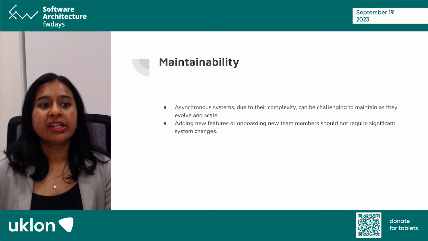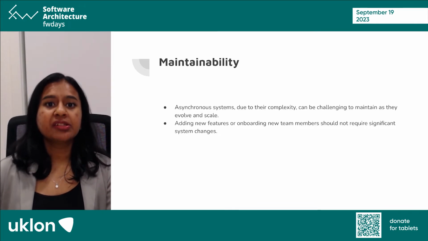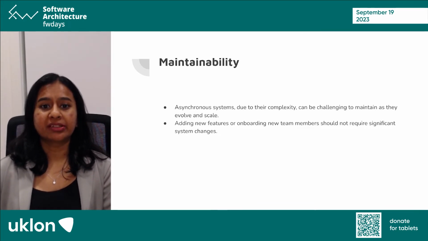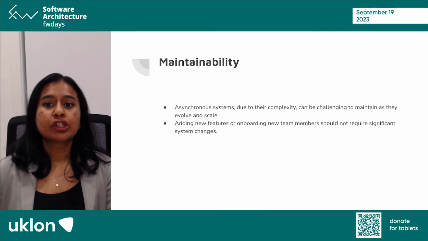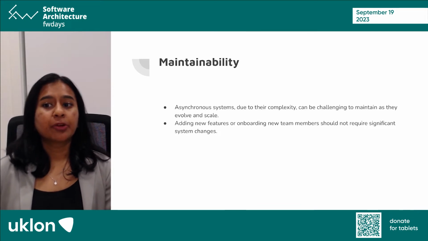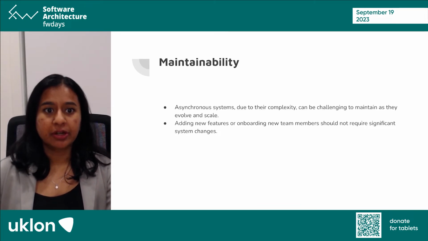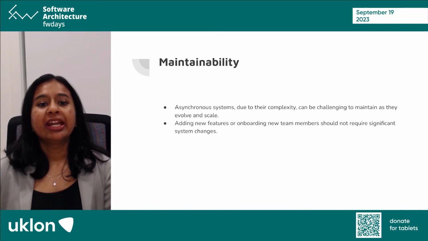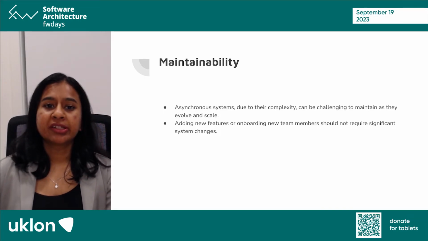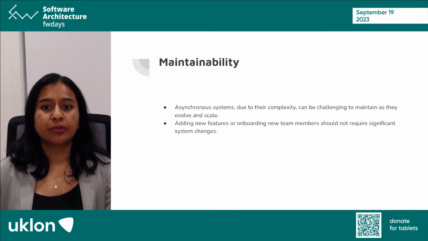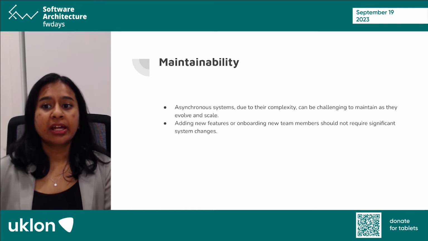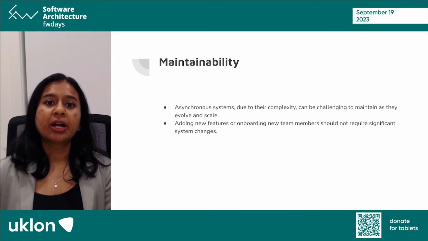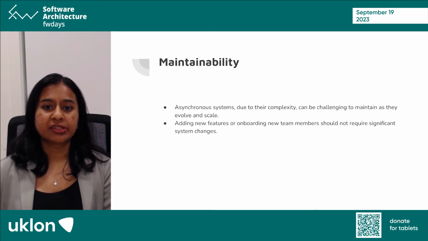Now, the next one is maintainability. Asynchronous systems by their very nature are complex. As they evolve and scale, the complexity only increases. Suppose we want to add a new feature like priority delivery for premium customers to our food delivery app, for example. In a very poorly designed system, this might require a significant overhaul, which will impact multiple components and services. And similarly, onboarding new team members or debugging an issue can become a daunting task in a complex system.